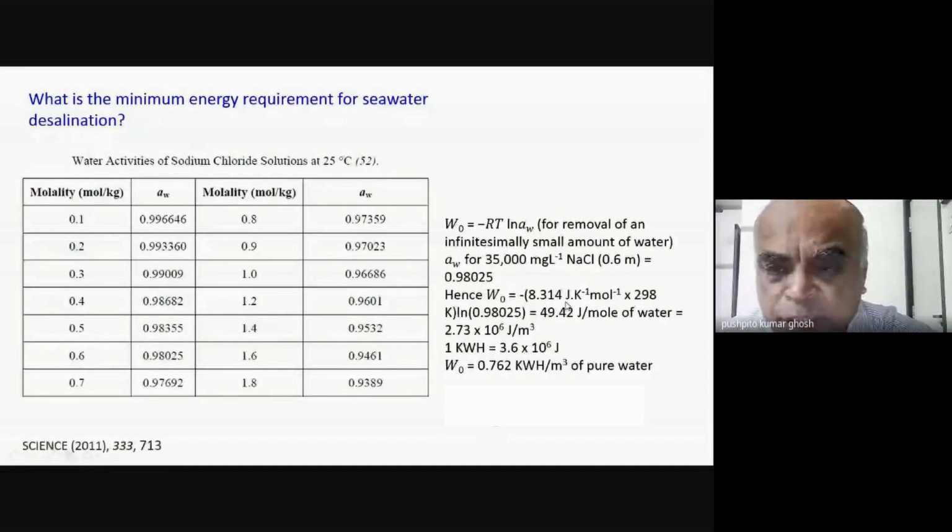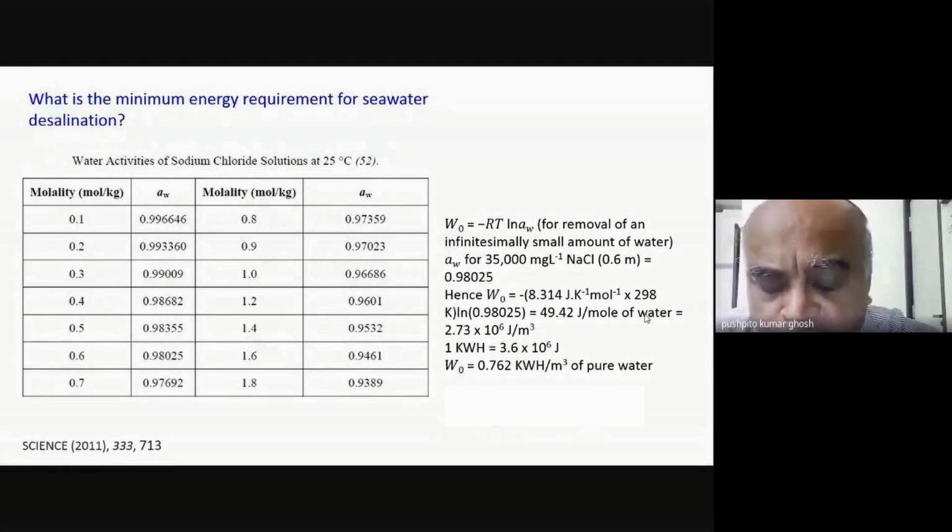I can put in the values of R, and let's say I do it at room temperature. R is 8.314 joule per Kelvin per mole. Temperature is 298. And ln, let's say I'm taking seawater, so I'm taking this activity 0.98025, and you can do the calculation. You can see that it will come out to 49.42 joule per mole of water.